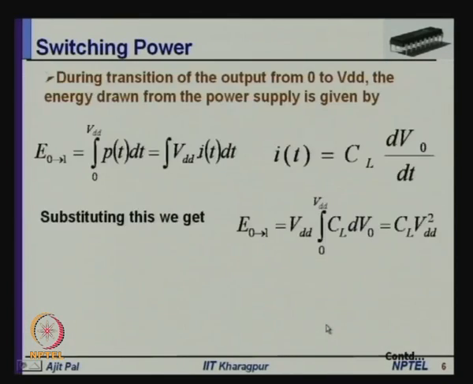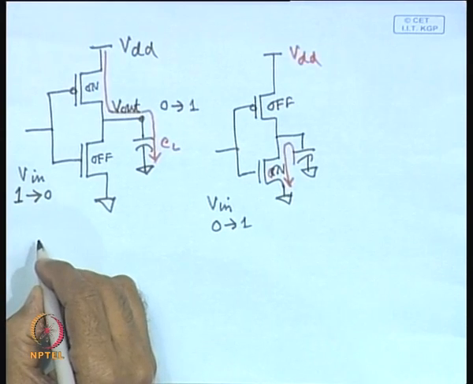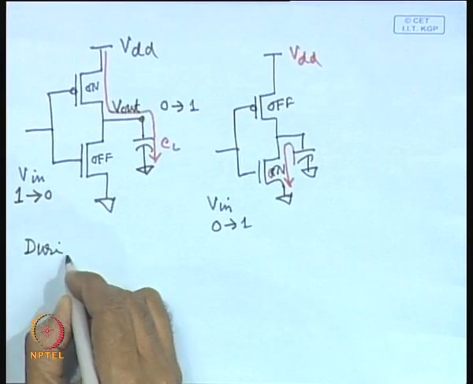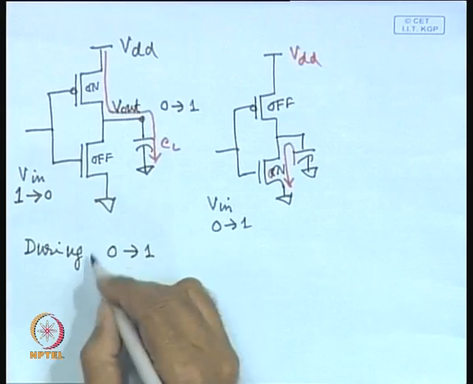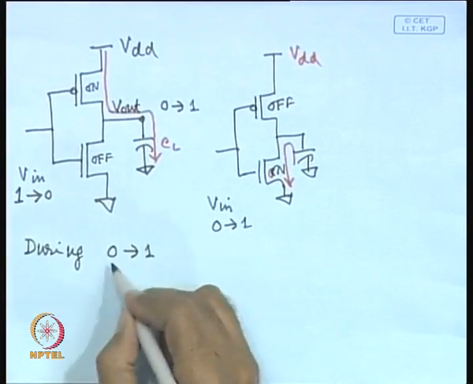Now we can calculate the power dissipation. Let us now proceed to calculate the various power dissipation that occurs in this type of circuit. So how much energy is drawn? During transition from 0 to 1, how much energy is drawn from the power source? Let us find out that.